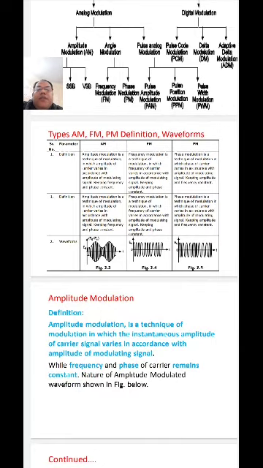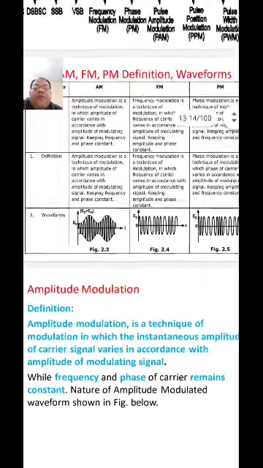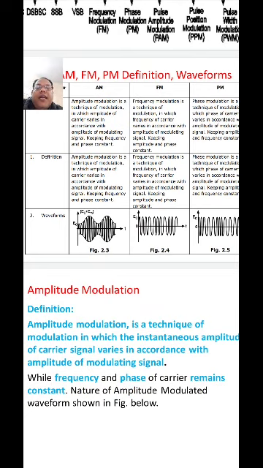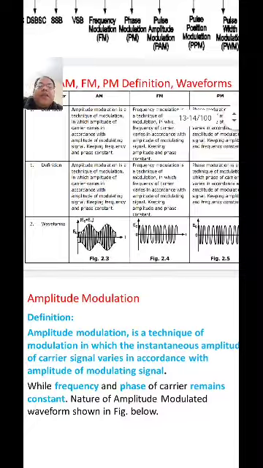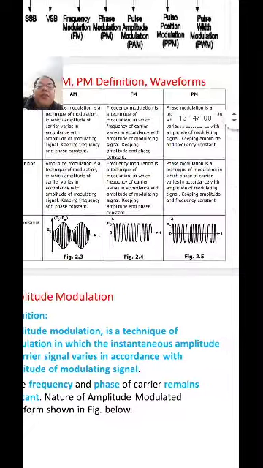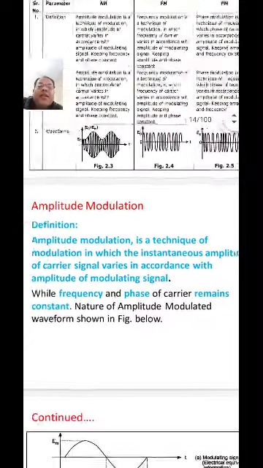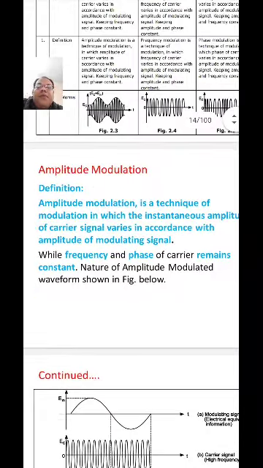There are waveforms as well. We see that the amplitude modulation waveform is of this type. In this one the amplitude is varying in amplitude modulation, in frequency modulation the frequency is varying, and in phase modulation the phase is varying. Up next we come to amplitude modulation.